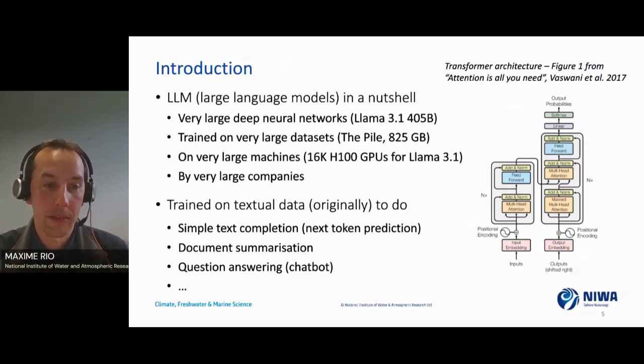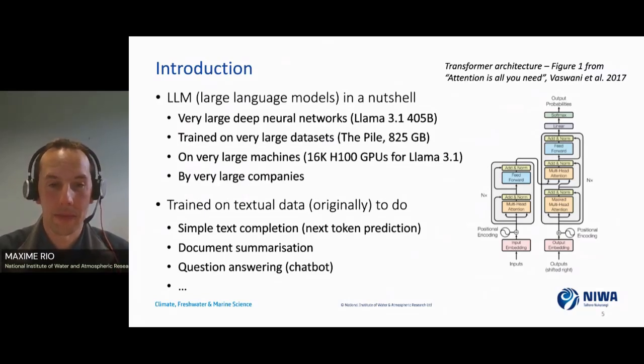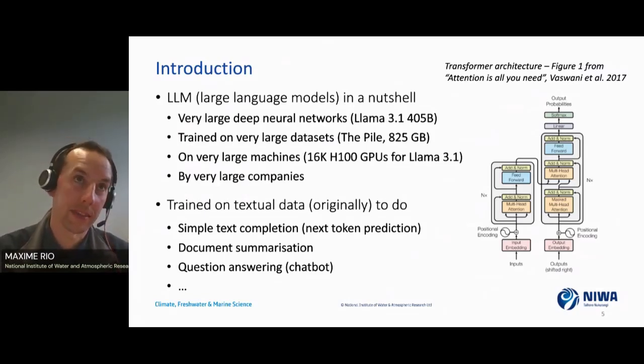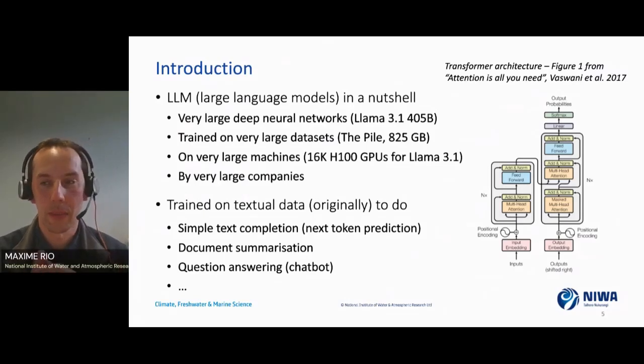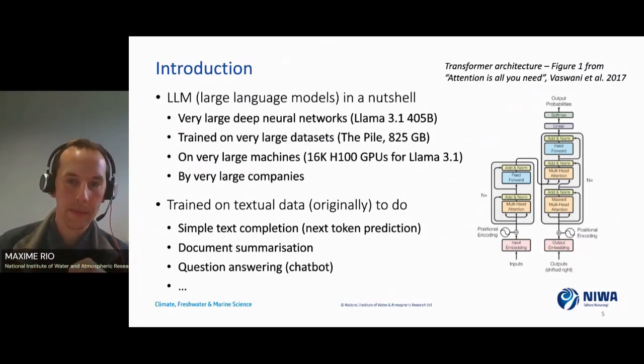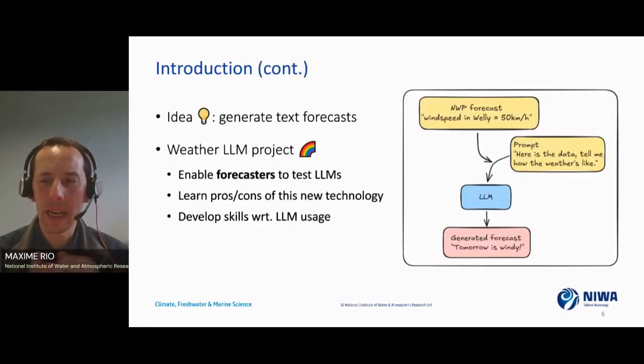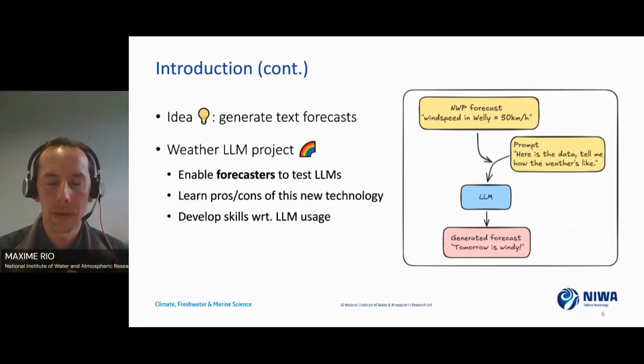They originate mostly from text tasks, like doing text completion. And you can do more advanced things like document summarization. And one usage that makes them very popular is the chatbot, like what you can do with ChatGPT for question answering. And in that context came the idea: hey, we'd like to do a few things with LLMs, and what about we try to generate some text forecasts?